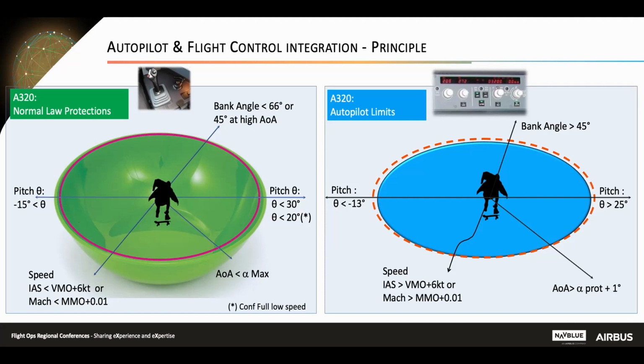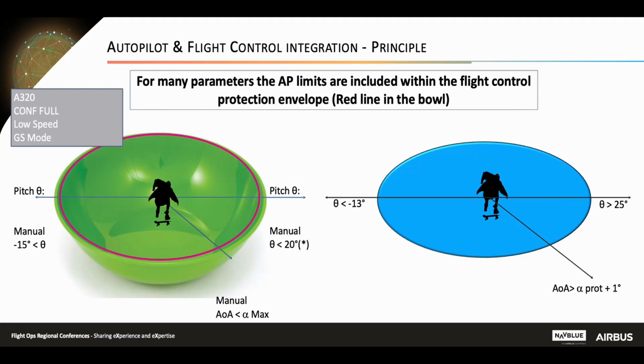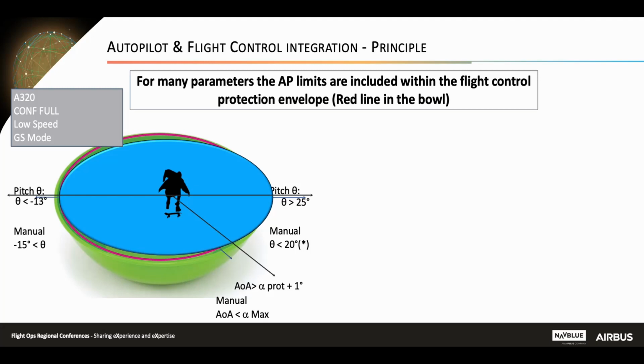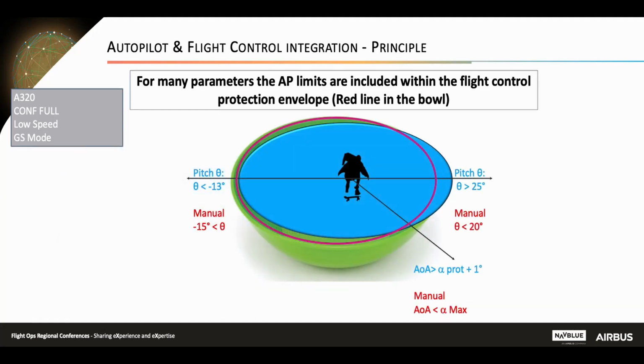Back to the previous slide showing the normal law protections and the autopilot limits. For many parameters, the autopilot limit is included within the flight control protection envelope, the red line on top of the ball. But for specific configuration, for example an Airbus 320 in full flap, low speed and glide slope mode, the autopilot will disconnect beyond the normal flight control protection envelope. When we superimpose both limits in this case, the autopilot limit is 25 degrees versus 20 degrees for the normal flight control protection envelope.